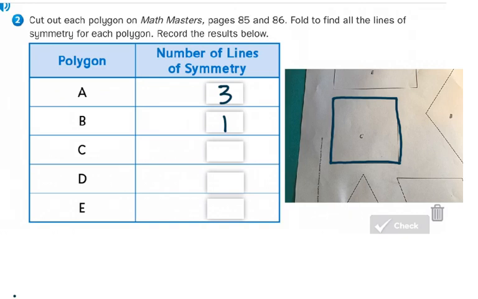Go ahead and try it. Remember to pause the video. Don't just keep letting it go.